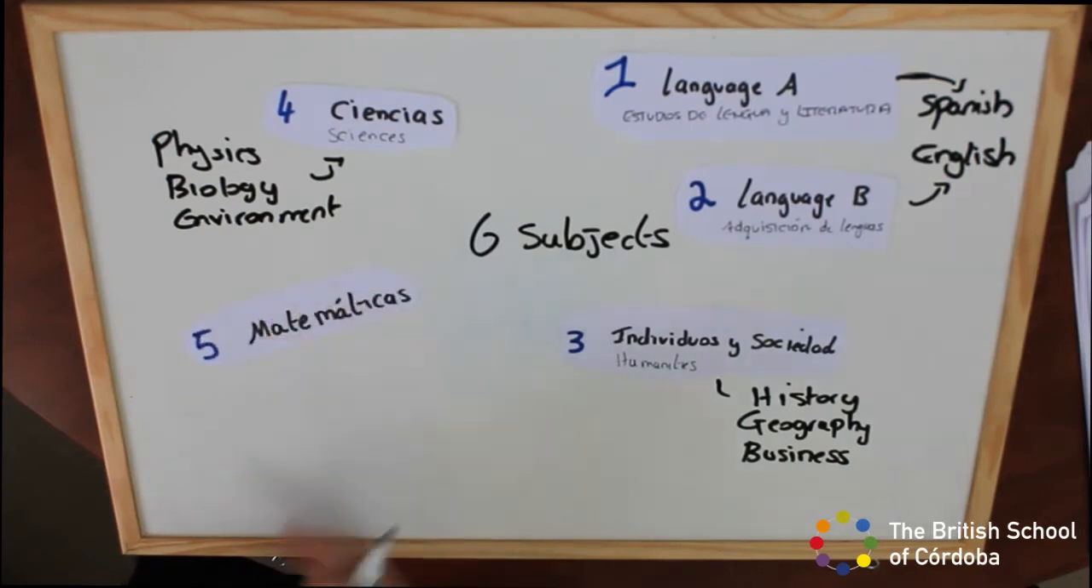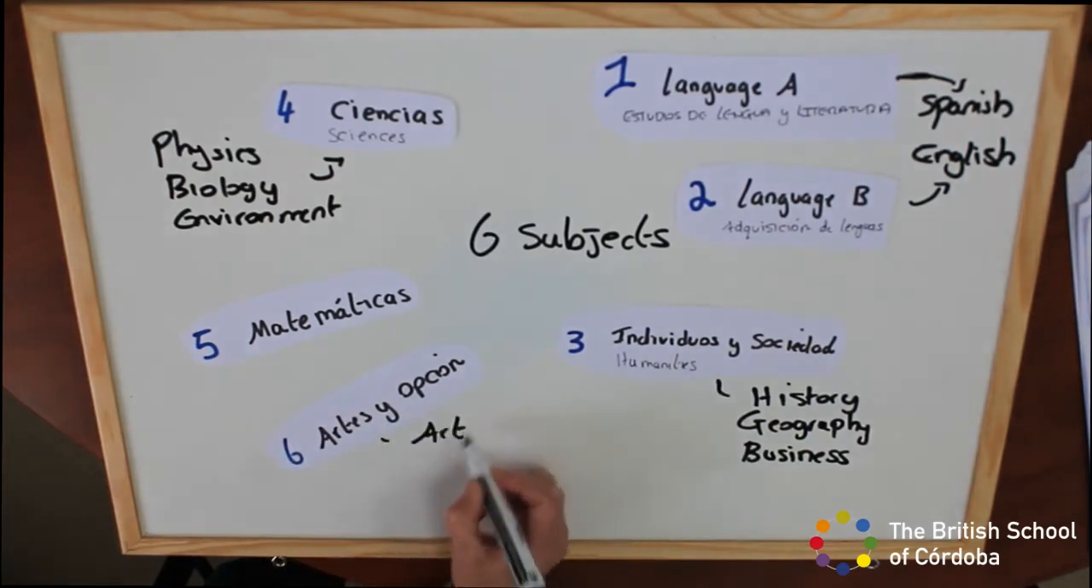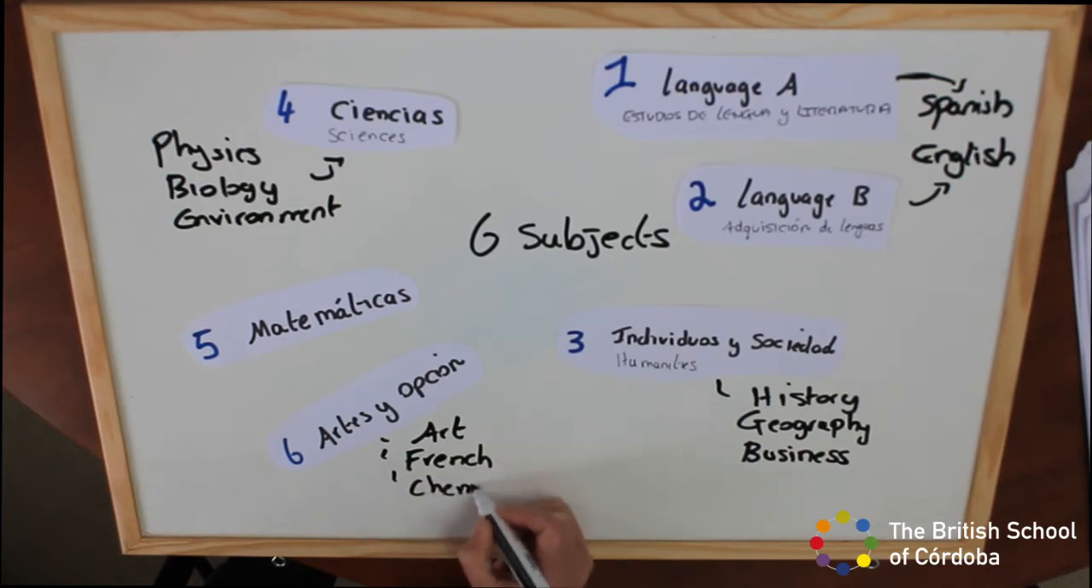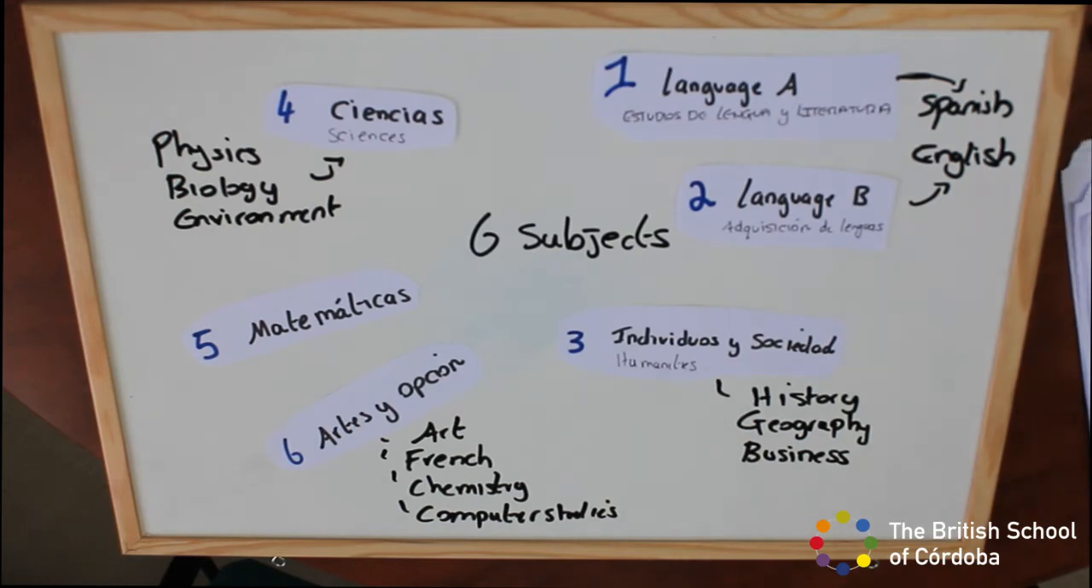All students study a course in mathematics, but again this can be chosen to be either higher or lower depending on their other subject choices. And finally, students can choose between either art or other options such as French, chemistry or computer studies. This allows students to have a broad and balanced curriculum.